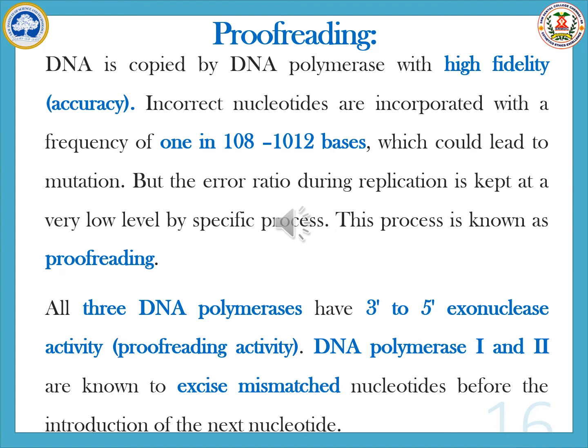The error ratio during replication is kept low due to a specific process performed by the DNA polymerase, that is proofreading. All the three DNA polymerases have 3' to 5' exonuclease activity, which is otherwise called proofreading activity. DNA polymerase 1 and 2 are known to excise the mismatched nucleotides before the introduction of the next nucleotide, so that the mutation can be avoided. So proofreading is one of the important aspects.